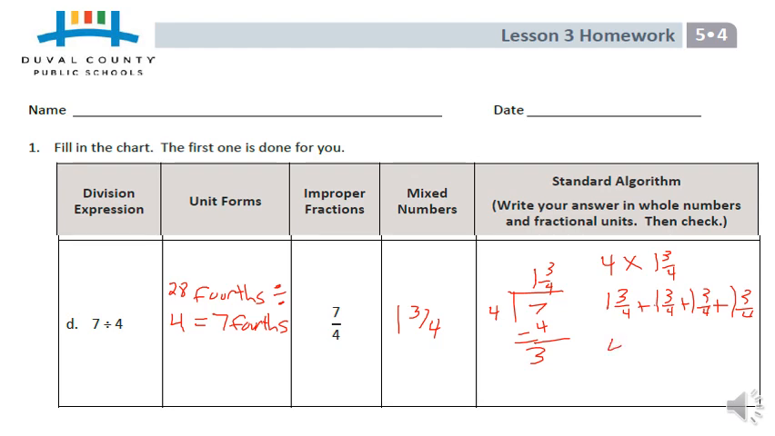So our whole numbers, we can see we have 1, 2, 3, 4 whole numbers. Now I'm going to count how many fourths I have. 3, 6, 9, 12. And I know 4 plus 12/4, 4 will go into 12 3 times.